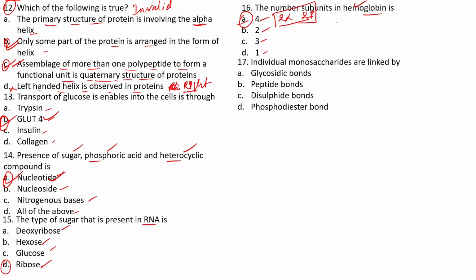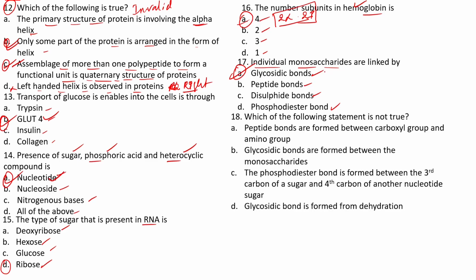The next question: individual monosaccharides are linked by glycosidic bonds, peptide bonds, disulfide bonds, or the phosphodiester bond. Okay, so here you can see that they have mainly asked about the monosaccharides. Hence the glycosidic bonds are involved in linking of the monosaccharides to give us polysaccharides.